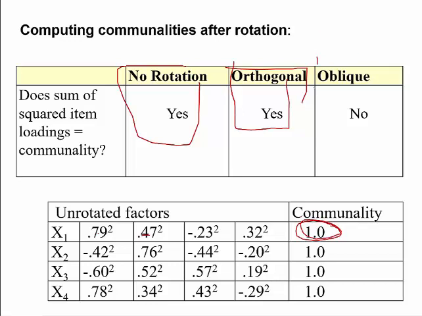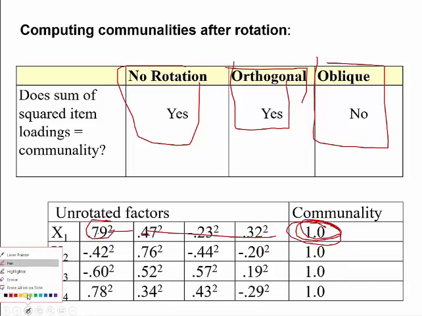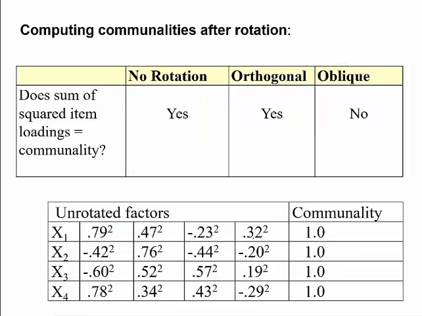With oblique rotation, that's no longer true. If I extract the maximum number of possible factors or components that I could extract and sum across my squared loadings for an item, it will not equal 1. And I cannot really interpret the sum of the squared loadings as communalities. They're not exactly the same thing anymore.